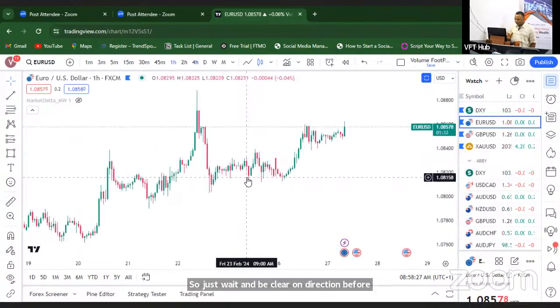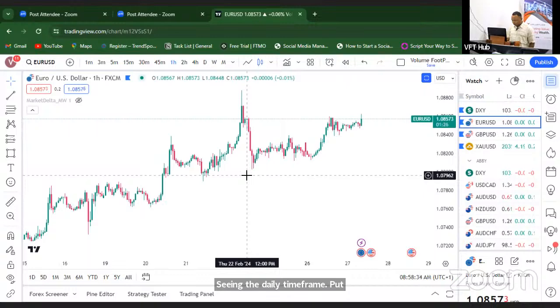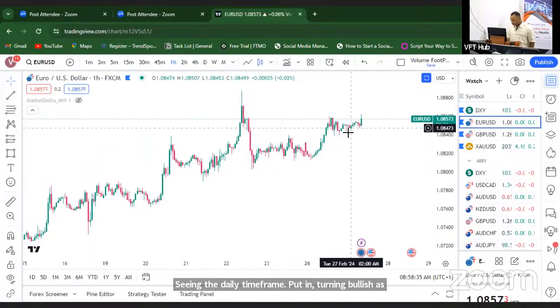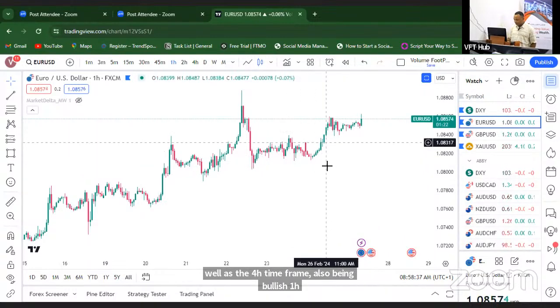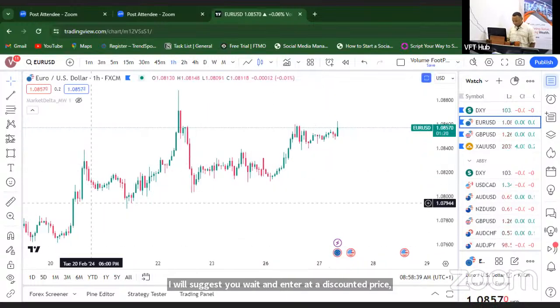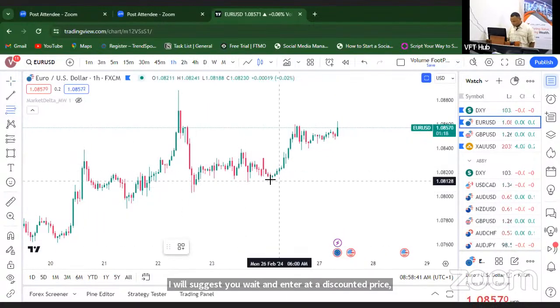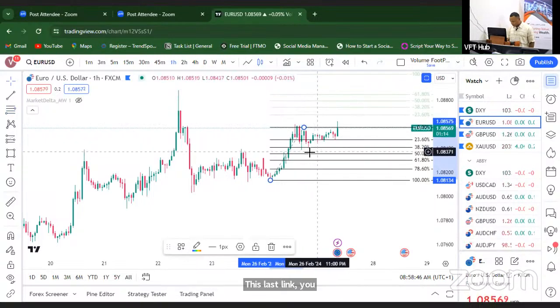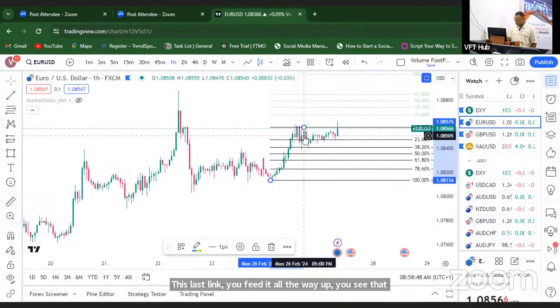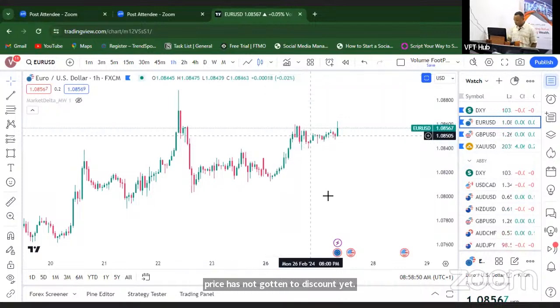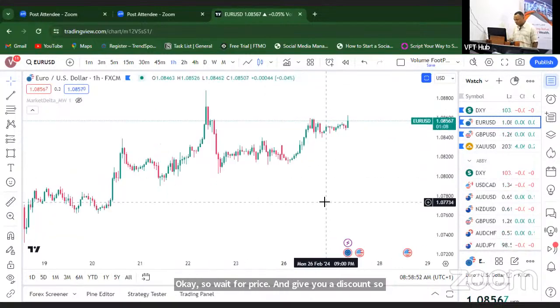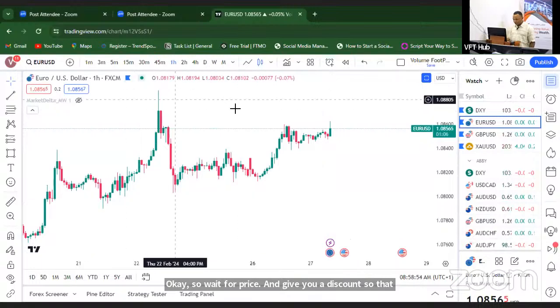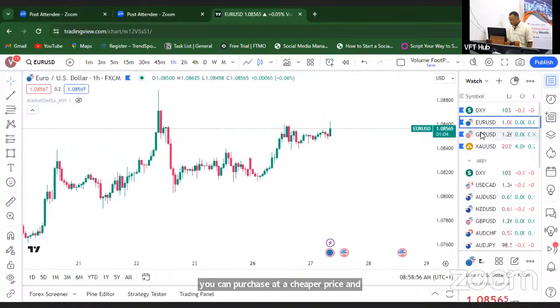Seeing the daily time frame turning bullish, as well as the 4 hour time frame also being bullish, and the 1 hour time frame giving us confirmation, I would suggest you wait and enter at a discounted price. Okay, because even if you fib this last swing all the way up, you see that price has not gotten to discount yet. So wait for price to give you a discount so that you can purchase at a cheaper price and then exit at a much higher price. That will be all for the Dixie.